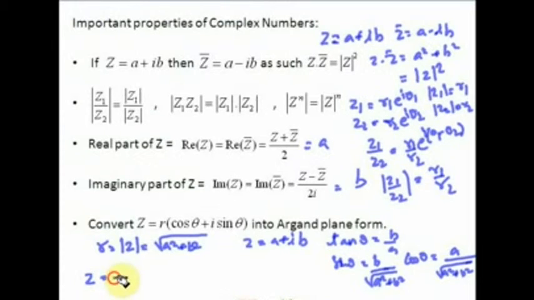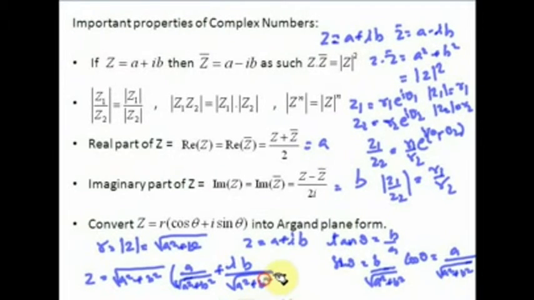So the value of z will be equal to under root of a square plus b square into cos theta, which is a upon under root of a square plus b square, plus iota times b upon root of a square plus b square. Expanding, if we solve, z is equal to a plus iota b.